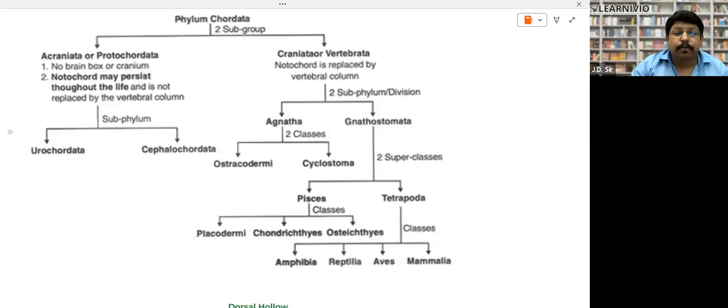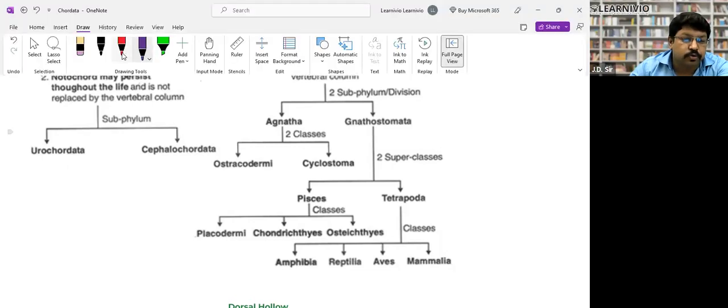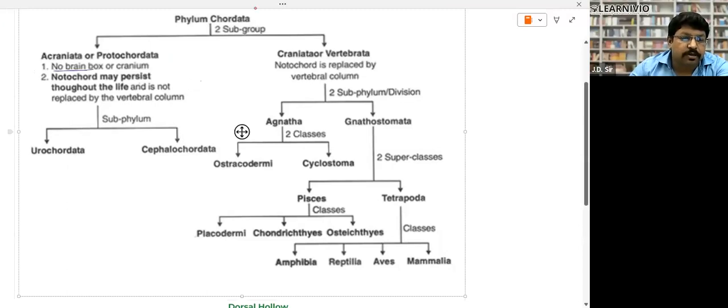Acraniata or Protochordata, right? So what are the Acraniata? Acraniata are those which do not have a cranium, this part, right? No brain box or cranium. Cranium is just the brain box. This part, this bone, is called the skull. The cranium is exactly the skull, right? So no brain box. Acraniata represent those animals which do not have this brain box, right? Brain box is not present over here.